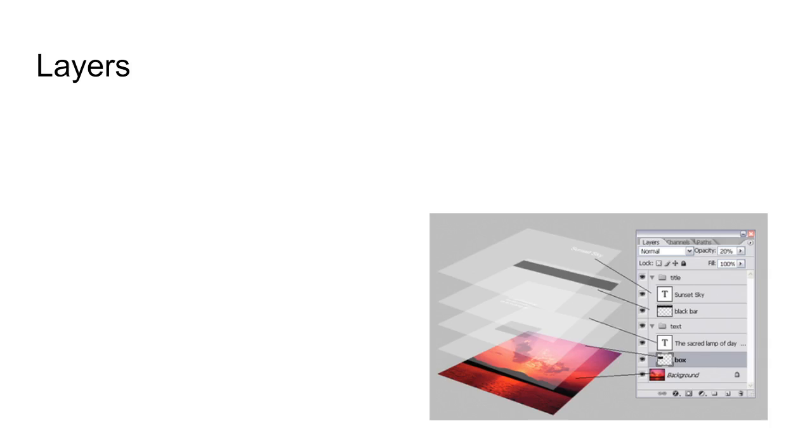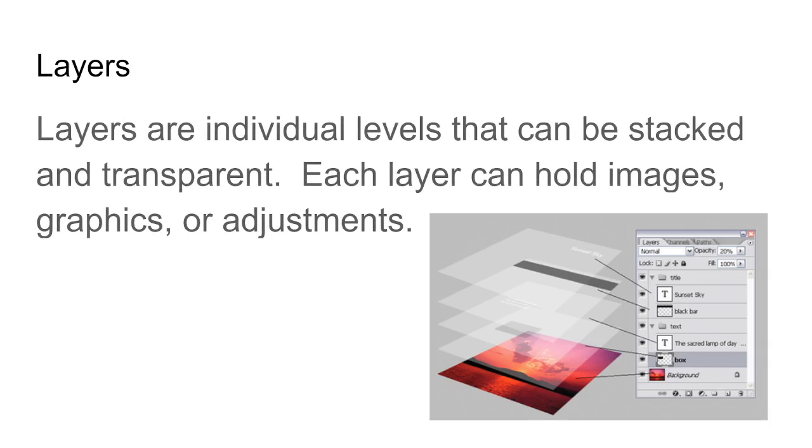So layers. Does that make sense to you guys, the idea of layers? Yeah, I think a lot of you already kind of understand this. This is pretty simple stuff when you're working with Photoshop. Individual layers are individual levels that can be stacked. They're transparent. Each layer can hold an image, graphics, or adjustments.